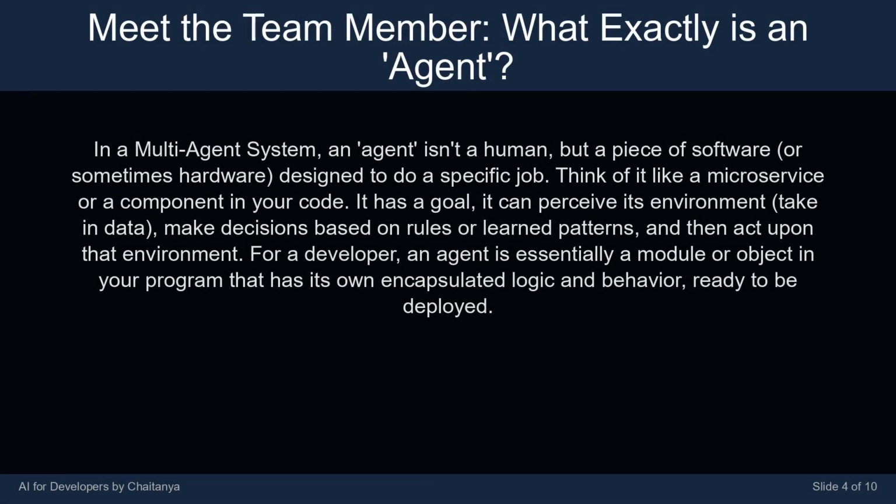In a multi-agent system, an agent isn't a human, but a piece of software, or sometimes hardware, designed to do a specific job. Think of it like a microservice or a component in your code. It has a goal. It can perceive its environment, take in data, make decisions based on rules or learned patterns, and then act upon that environment. For a developer, an agent is essentially a module or object in your program that has its own encapsulated logic and behavior, ready to be deployed.